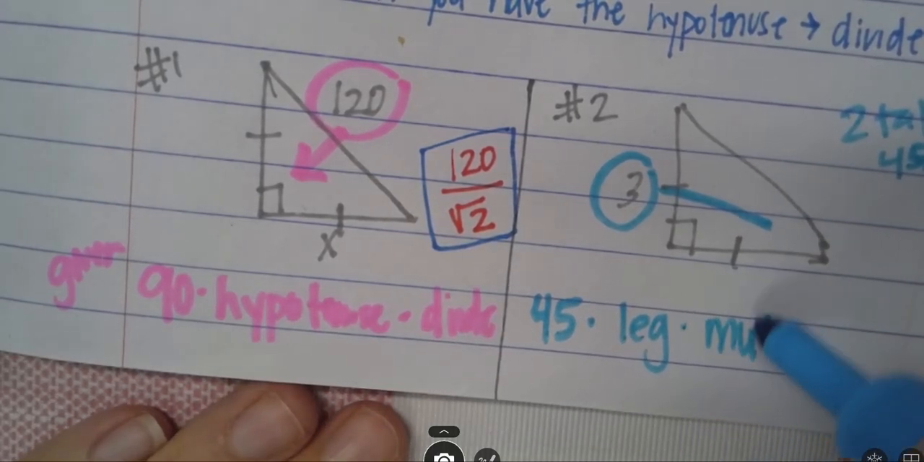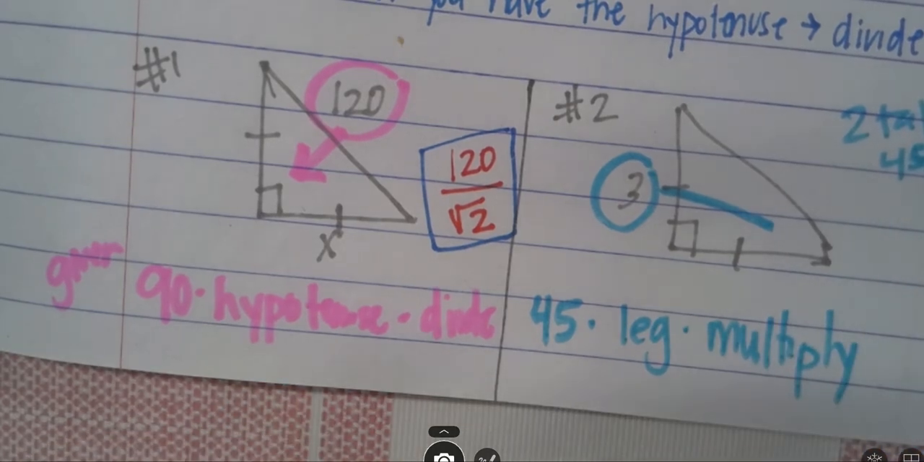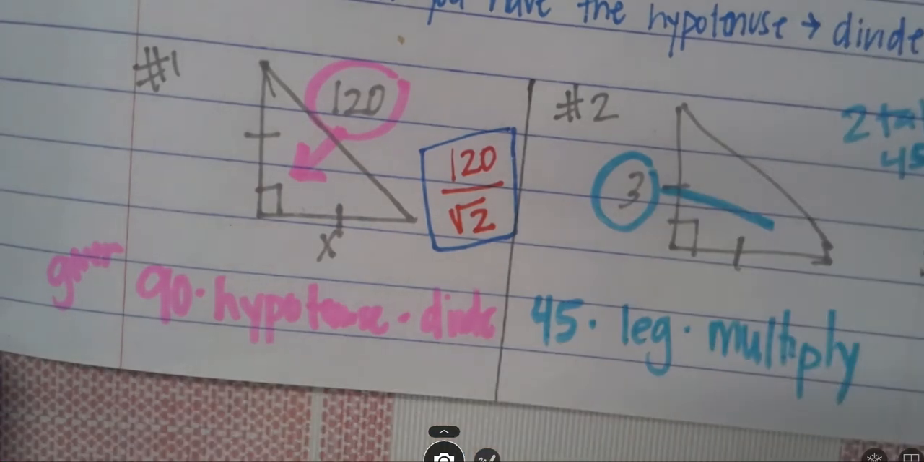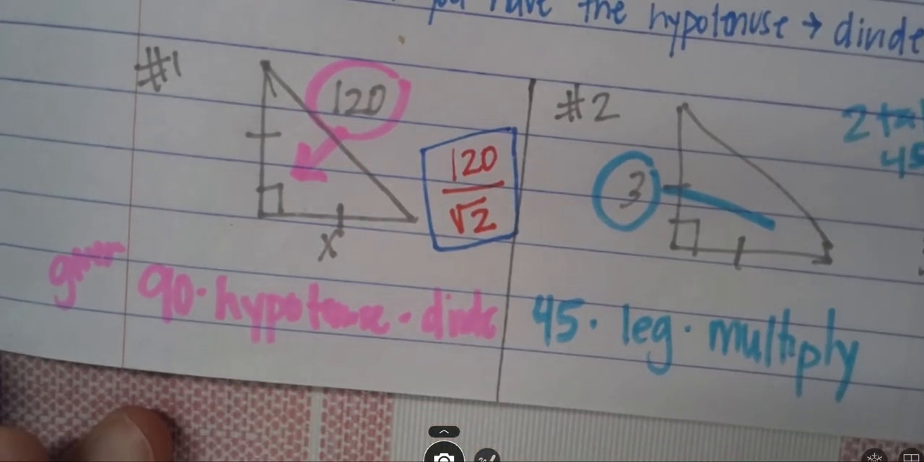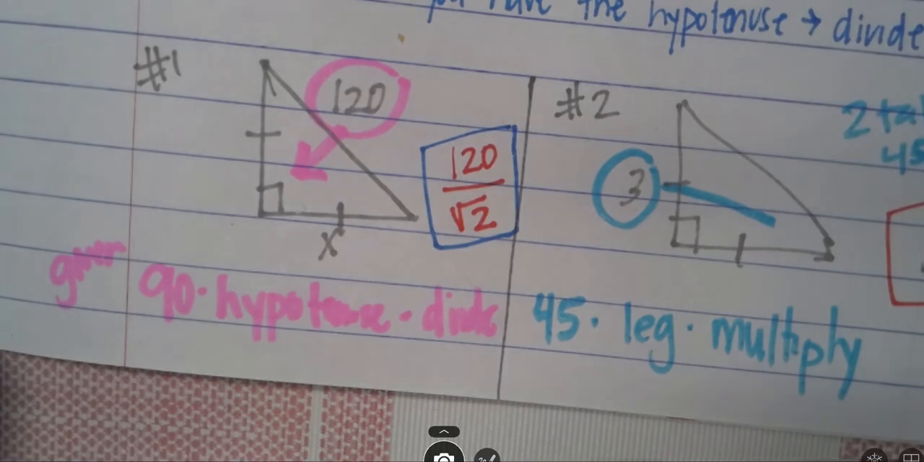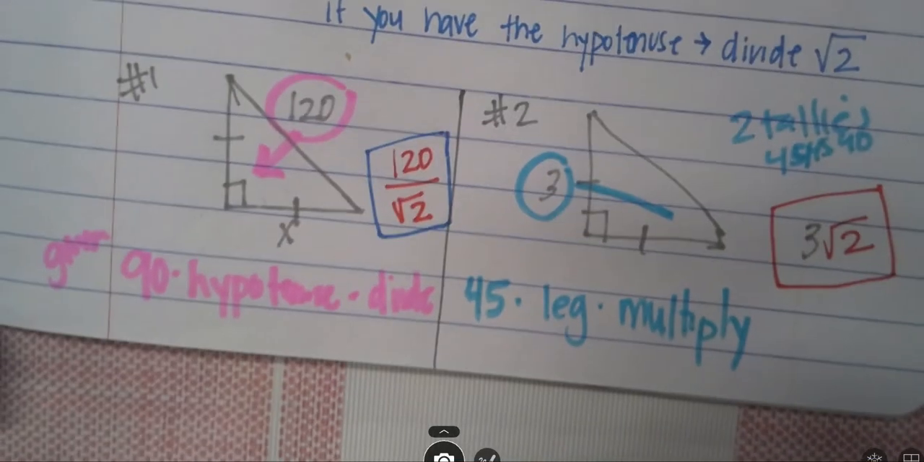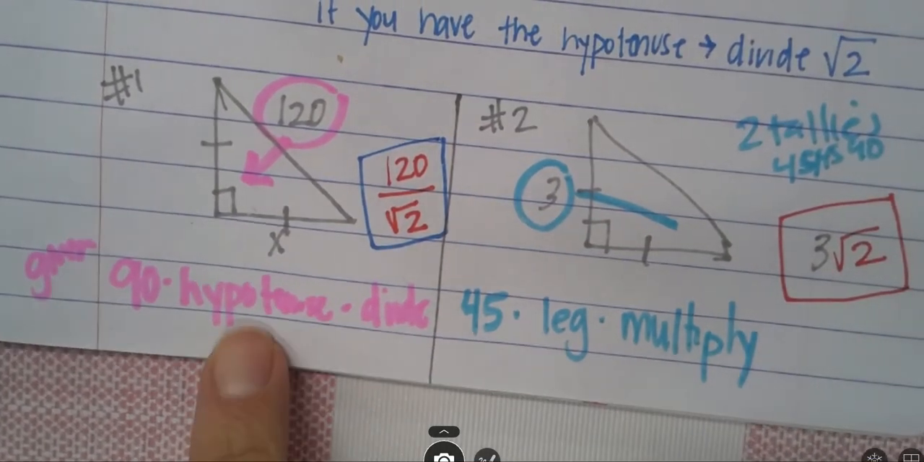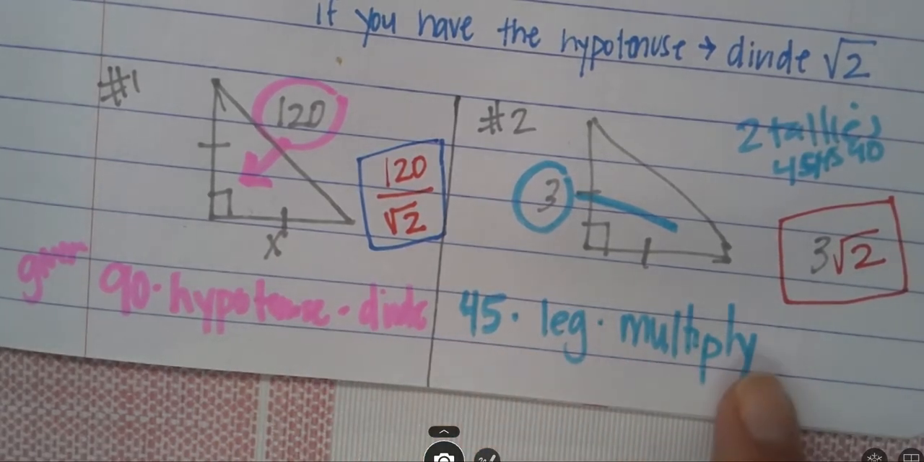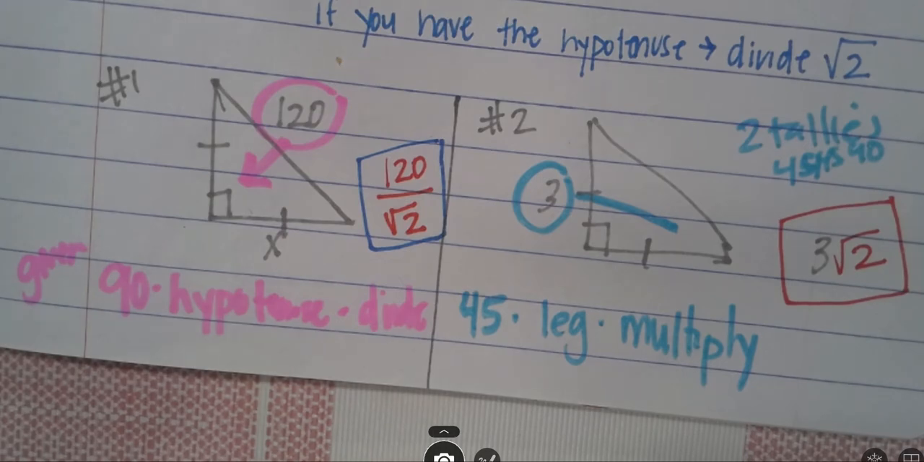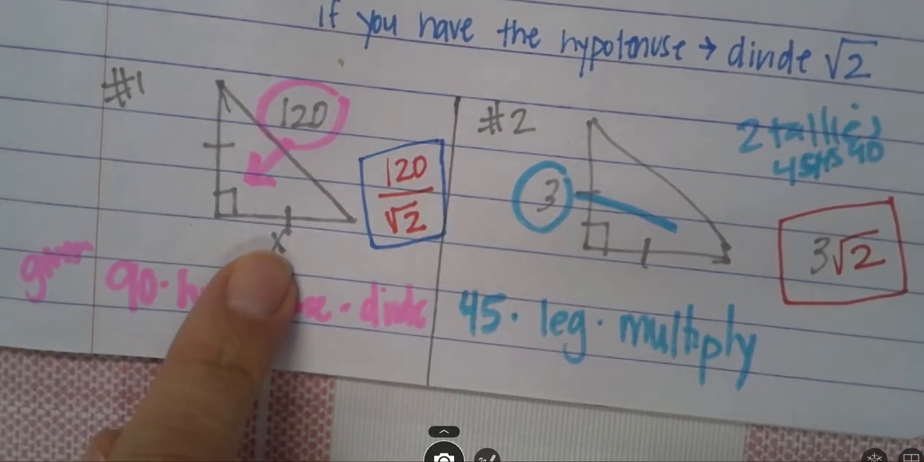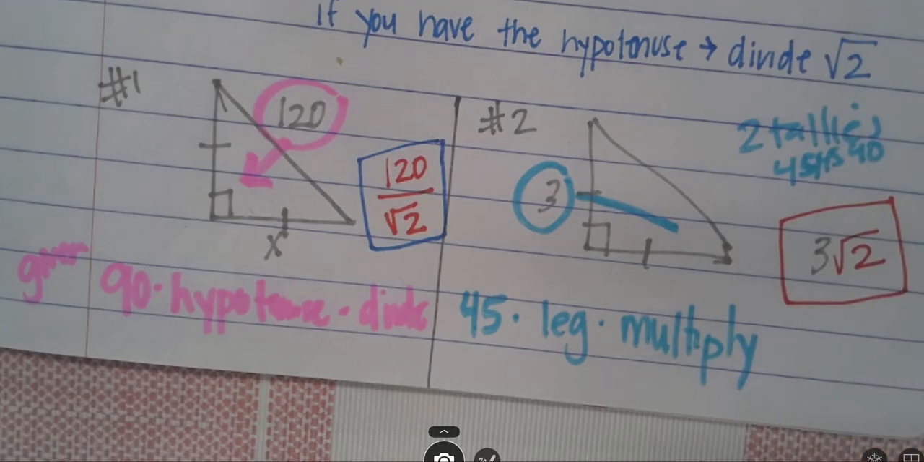Because I have the leg, I multiply. So it's going to be 3, and multiply means you write it next to the square root of 2. And I'm done. That's my answer. So 3 times the square root of 2. Again, when you're given the hypotenuse, you divide. When you're given the leg, you multiply. And that is it. Why does that work? Because it's a special shortcut. That means that these 2 sides, if you square and add them, are the same thing, so it's 2x squared. Then when you simplify that, it's always going to give you this as the result.